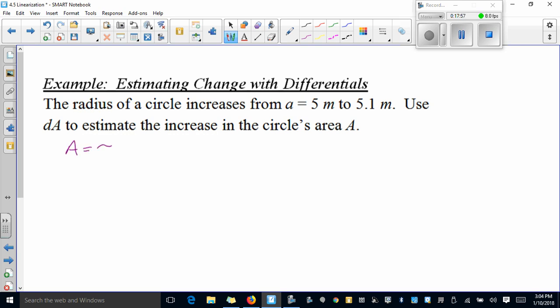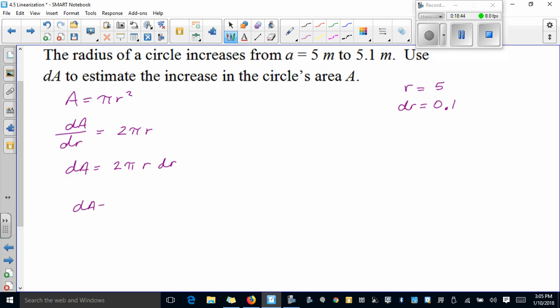So if A equals pi r squared, then dA over dr is going to equal 2 pi r. Or in other words, dA is equal to 2 pi r dr. And now we can plug everything in. So dA is equal to 2 pi, r value is 5, dr value is 0.1. So 2 times 5 is 10. We get 10 times 0.1 pi. This is just going to move the decimal over one. So 10 times 1/10 is the same as 10 divided by 10. So the change in the area is pi.